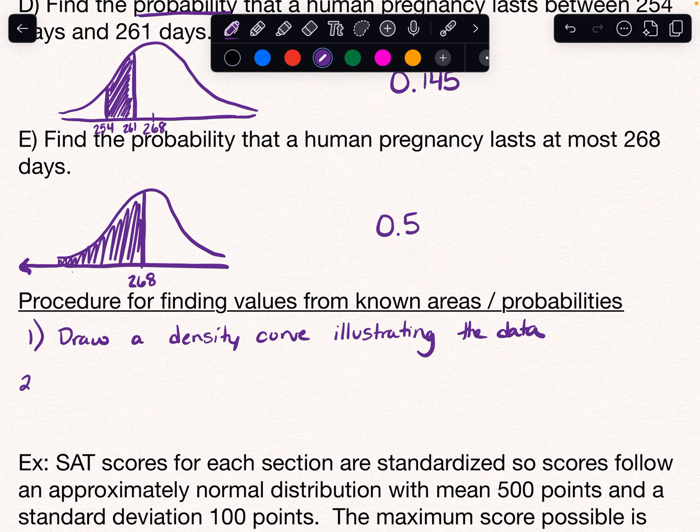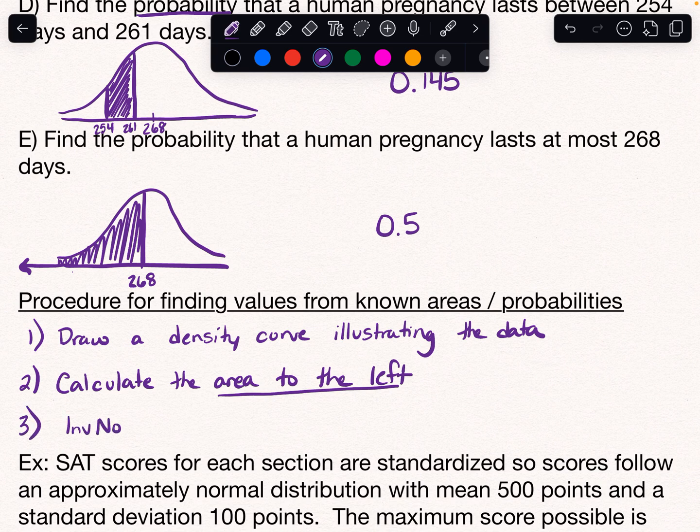Once I do that, the only catch with using areas and probabilities, like yesterday, is that I want to calculate the area to the left, and it always has to be to the left. This is kind of a weird aspect. If I have a shaded region to the right, then I need to convert it to the left. Then I'm going to use my inverse norm button on my graphing calculator to actually calculate the data value or the z-score. Okay.